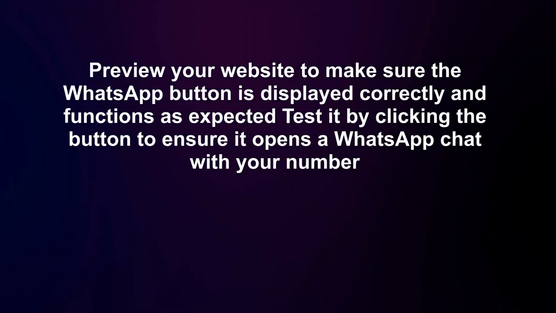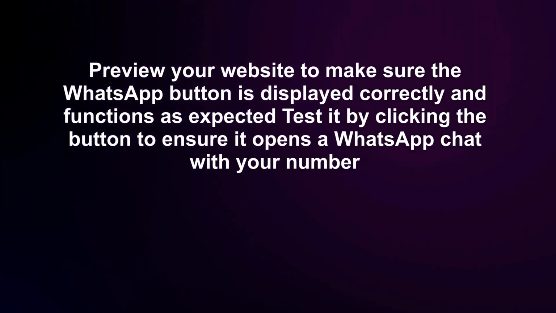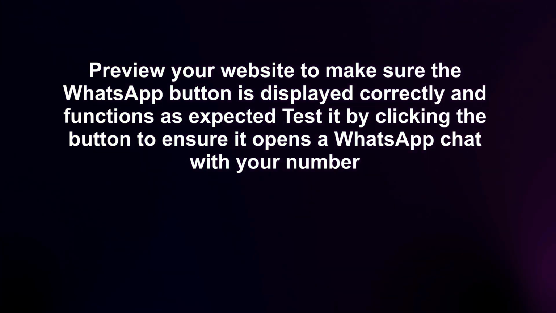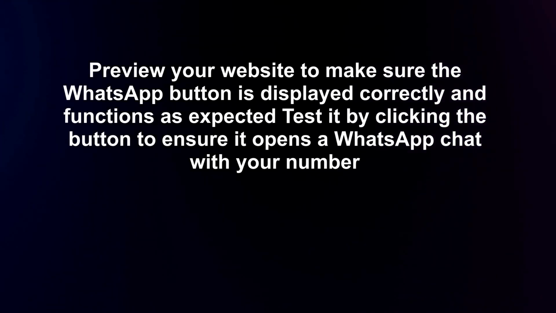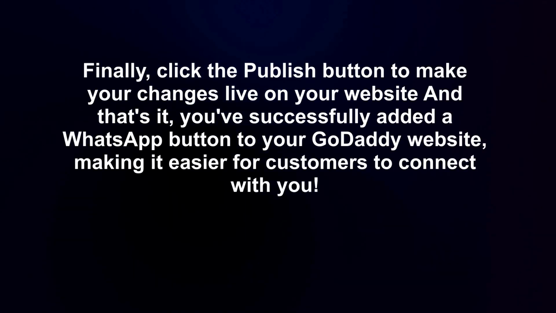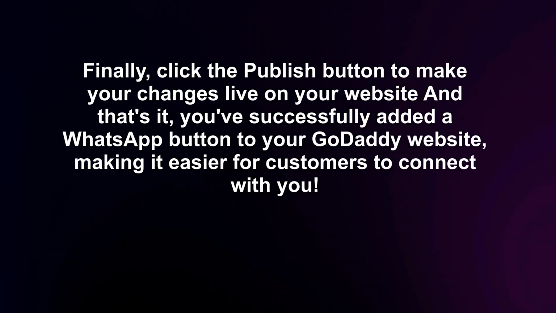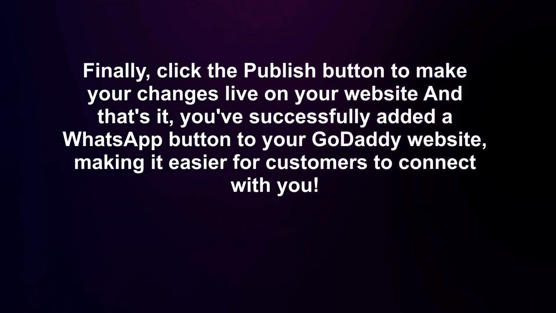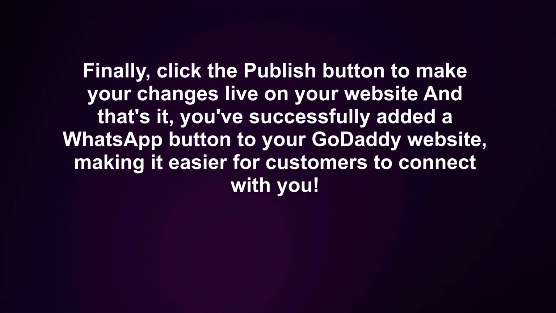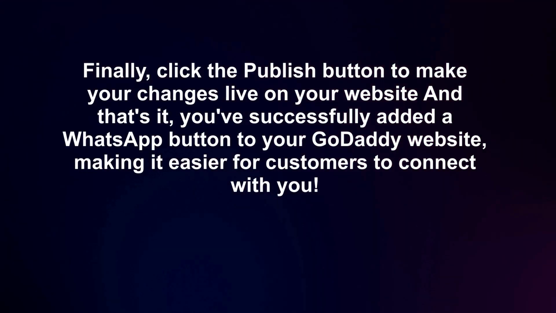Preview your website to make sure the WhatsApp button is displayed correctly and functions as expected. Test it by clicking the button to ensure it opens a WhatsApp chat with your number. Finally, click the Publish button to make your changes live on your website, and that's it. You've successfully added a WhatsApp button to your GoDaddy website, making it easier for customers to connect with you.